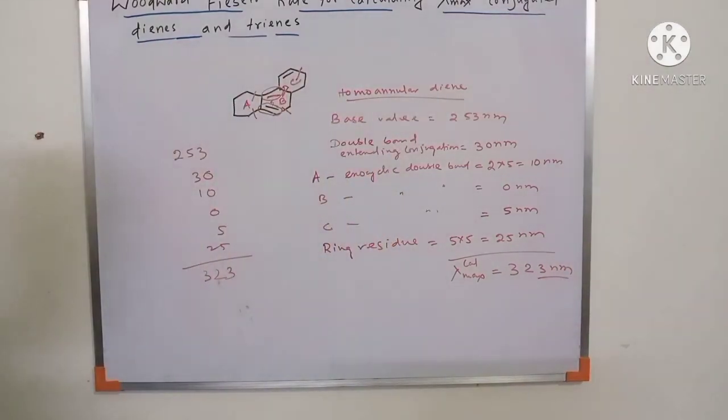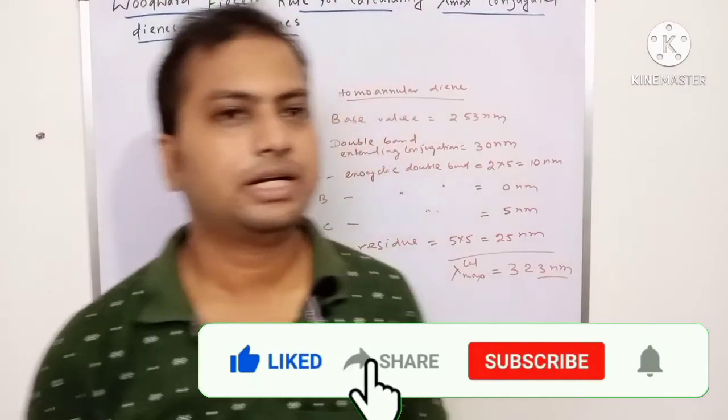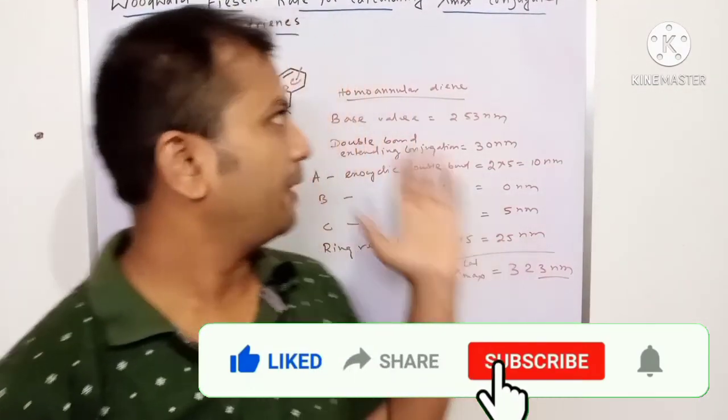This is the answer. So next day I will discuss the lambda max calculation for alpha beta unsaturated carbonyl compounds.